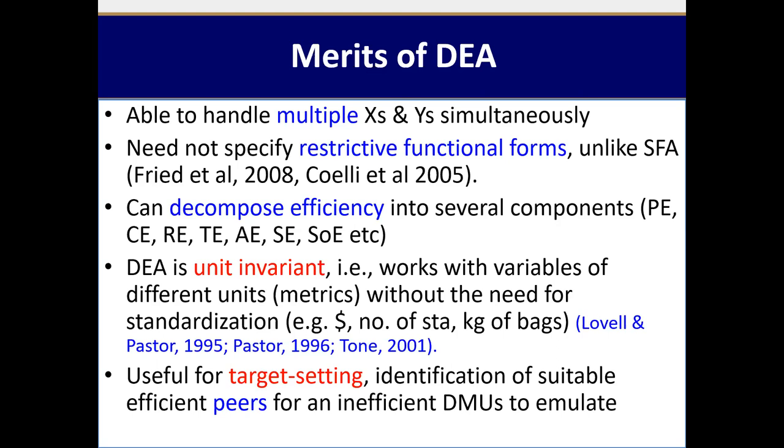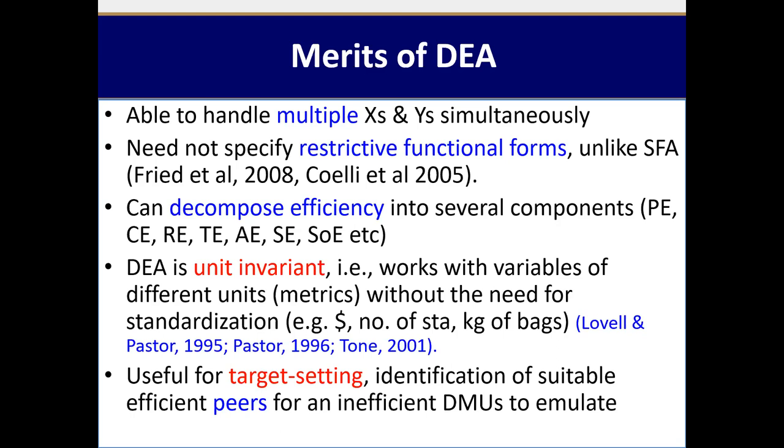Another thing about DEA is that it's unit invariant. Okay. If you look at accounting and you are dealing with money, all of them will have to be in monetary terms. So the unit of measurement is in money terms. But here you can have dollars, the number of items, the kilograms of something, the square yards of something, the square kilometers of something. You can have different units of measurement. And this sort of unit invariance discussed by Pastor and his team is very, very useful.